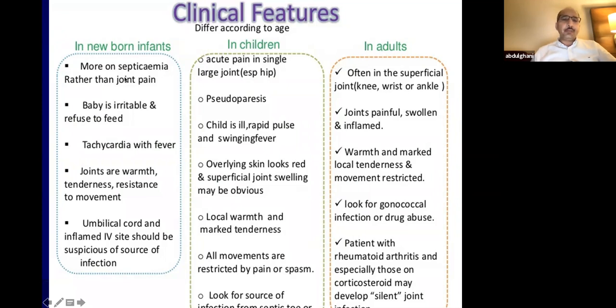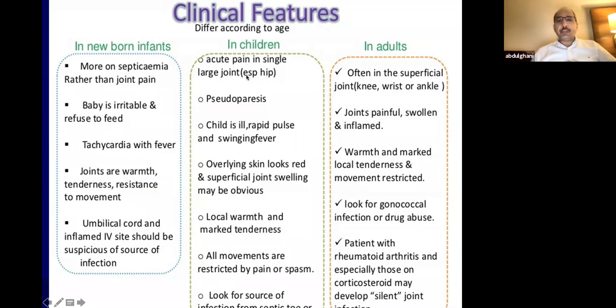Like in newborn, there will be more of septicemia rather than joint pain. Obviously, the child is not going to be able to express as well. The baby is going to be irritable and refuse to feed. There will be tachycardia with fever. The joint is going to be warm. There will be tenderness and resistance to movement. And you must examine. Don't forget to examine the umbilical cord or any IV site, whether there is inflammation or not. That can be a suspicious source of infection.